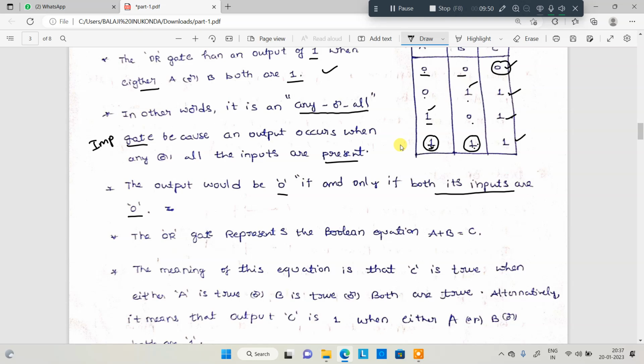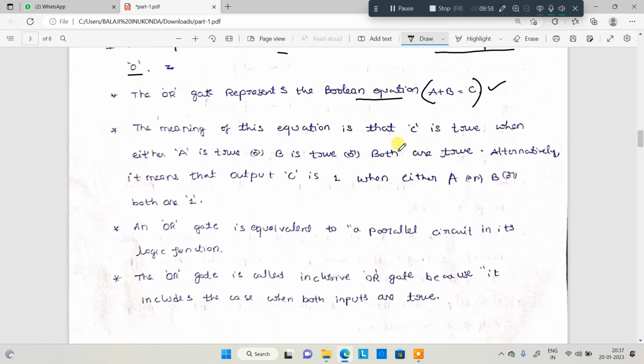Next one, the OR gate is represented by the Boolean equation A plus B is equal to C. This is the Boolean expression for the OR gate. So the meaning of this equation is that C is true when either A or B is true or both are true. Okay, that we saw from the truth table.